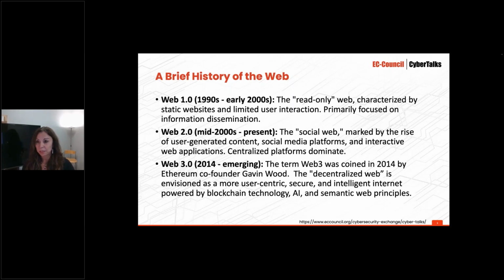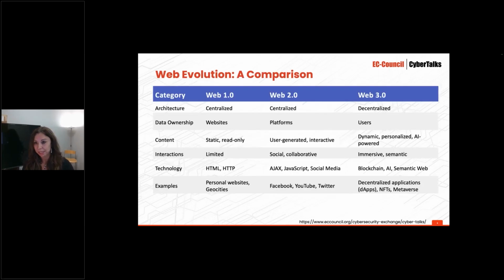Okay, so let's do a little bit deeper dive on the comparisons. Here we see that from Web 1, 2 to 3, the architecture goes from centralized to decentralized. Data ownership goes from websites and platforms, as we've already mentioned, social media platforms, for example, to user-owned and generated content, and in many cases, even automated or AI-generated content. Also, we see that the interactions from Web 1 were very limited, static, Web 2 going more to social and collaborative, and Web 3 immersive and semantic.